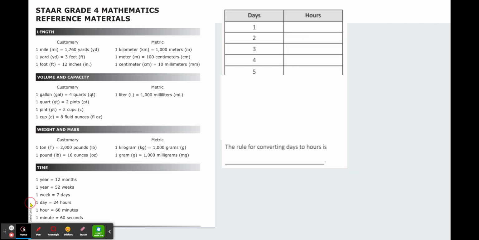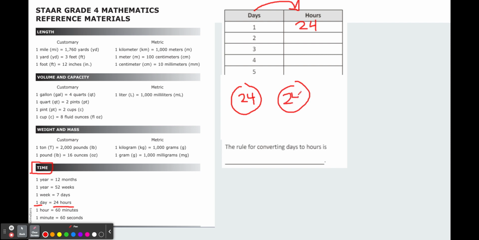Okay. All right. Now we want to convert from days to hours. So let's go ahead and look at time because days and hours are related to time. And let's see how much 1 day equals in terms of hours. So we have 1 day here that equals 24 hours. So I have one group of 24 hours. If I have 2 days, it's going to be 2 groups of 24 hours. So if I had 24 plus 24, that gives me 48.